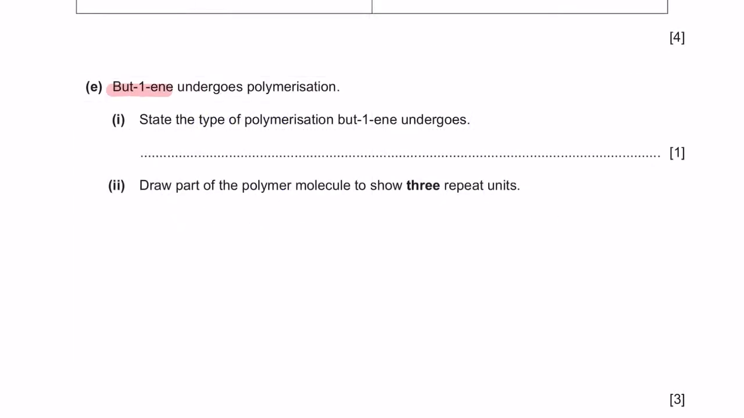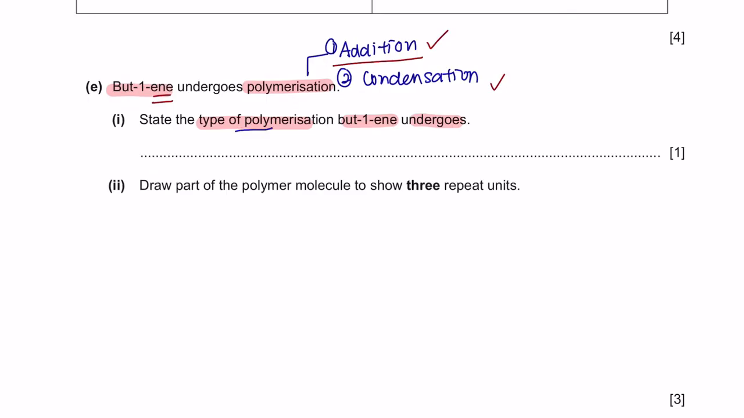Next, question E. But-1-ene undergoes polymerization. Part 1. State the type of polymerization but-1-ene undergoes. There are two types of polymerization: addition polymerization and condensation polymerization. Addition polymerization is adding many alkenes to form a polyalkene. So the type of polymerization here would be addition.